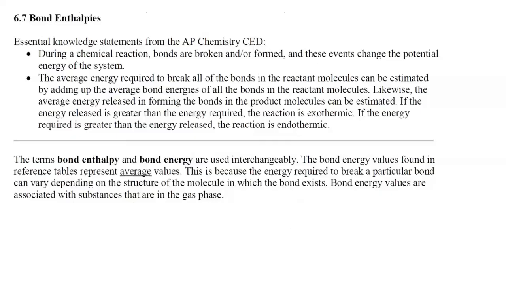This is topic 6.7, bond enthalpies. Here are some essential knowledge statements from the AP Chemistry course and exam description. During a chemical reaction, bonds are broken and/or formed, and these events change the potential energy of the system. The average energy required to break all of the bonds in the reactant molecules can be estimated by adding up the average bond energies of all the bonds in the reactant molecules. Likewise, the average energy released in forming the bonds in the product molecules can be estimated.